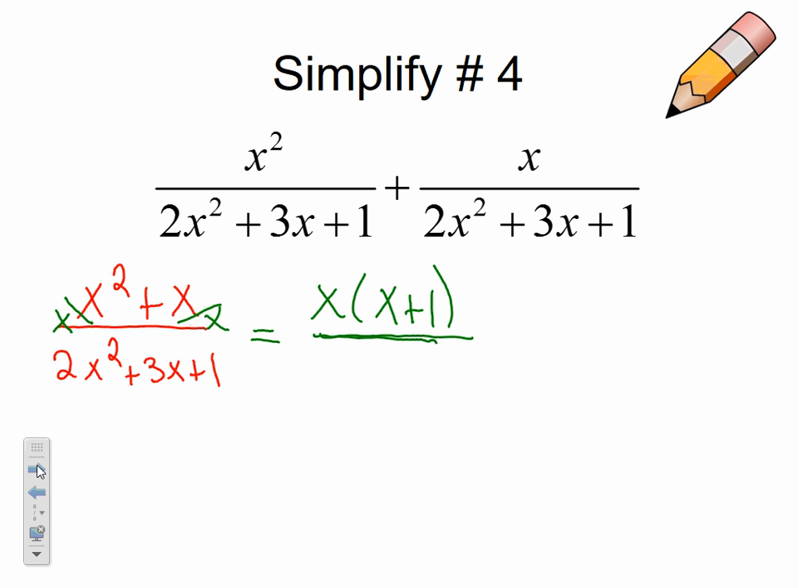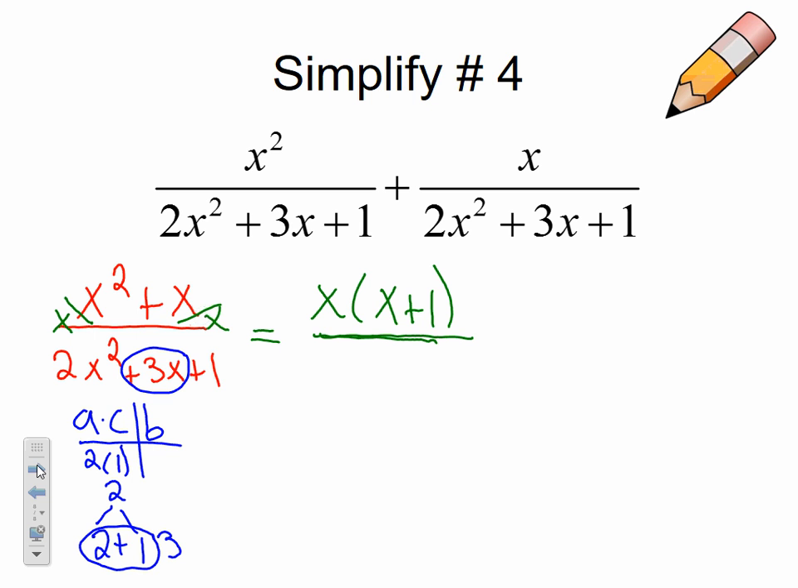Now on the bottom, we're going to do our favorite thing in the entire world. We get to use the AC method. So we're going to take A times C, and then add up to B. So I have 2 times 1, which is 2. And then I need two numbers that add up to 3. So 2 and 1. That 2 and 1 is going to replace that 3x. So we have 2x squared plus 2x plus 1x plus 1.